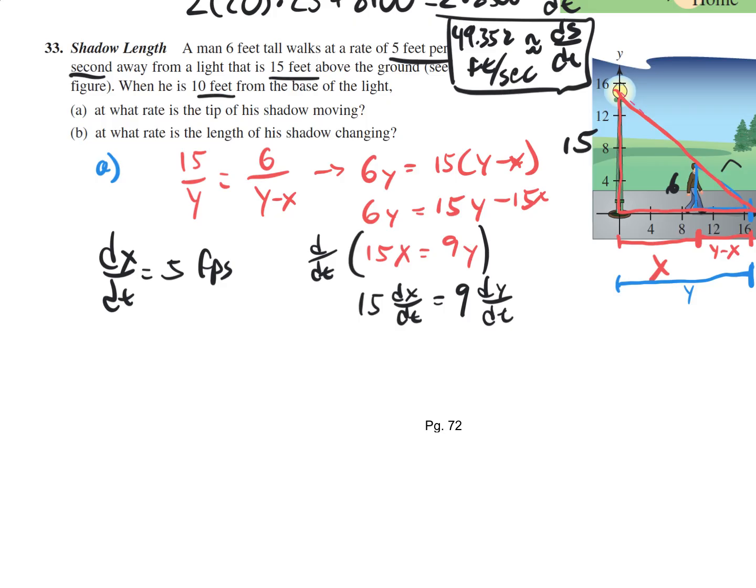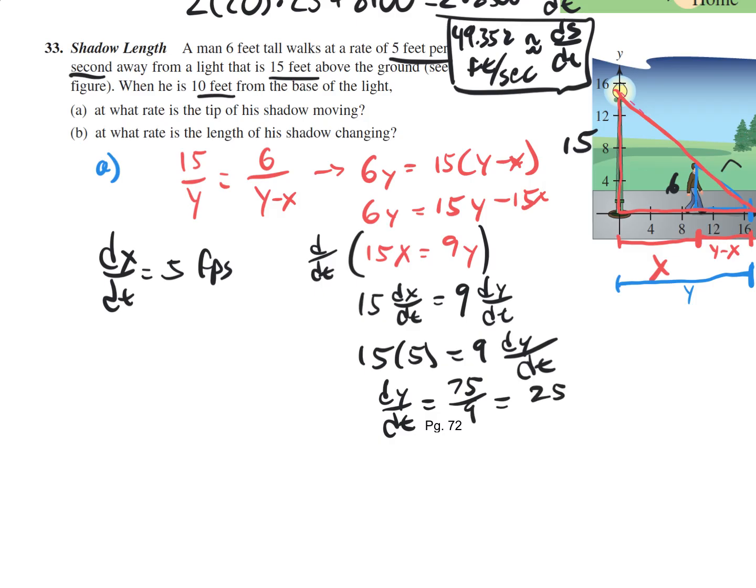So we can say, all right, so this is 15 times 5 equals 9 dy/dt. So the tip of that shadow, if we solve this here, dy/dt, 15 times 5 is 75 ninths. Simplify that up, that's 25/3 feet per second. Okay? Well, part B has a little difference here.